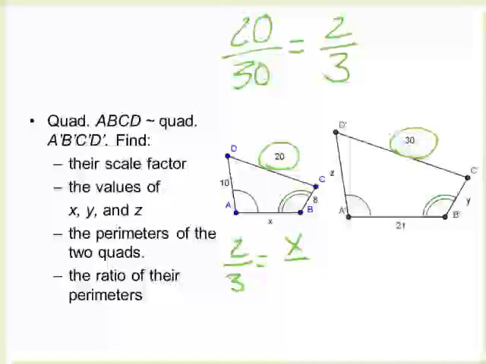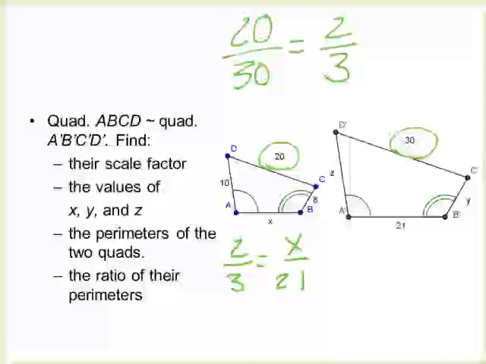That 2 on the top came from the 20, which was in the first figure. So X should go on the top because it's in the same figure as the 2 was. What should go on the bottom? What does X match with? 21. Yep, so we're comparing the bottoms here. X matches with the 21. So we set that up as the fraction.